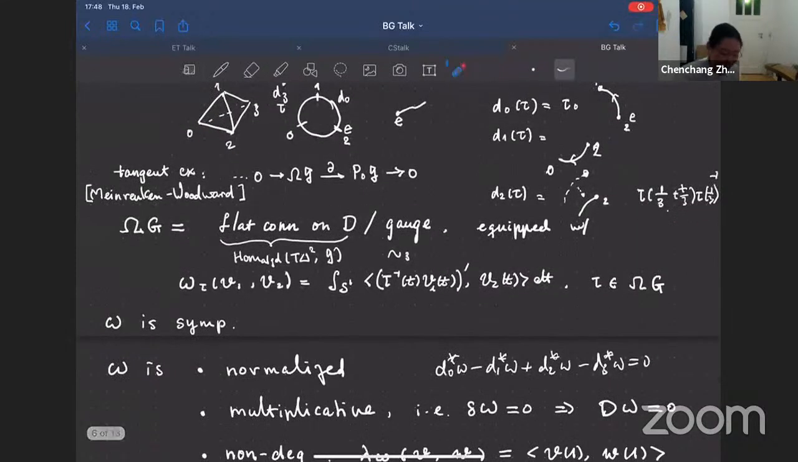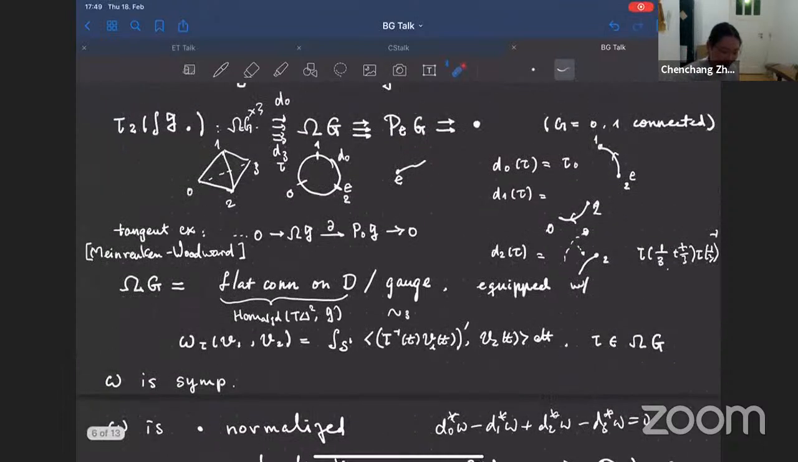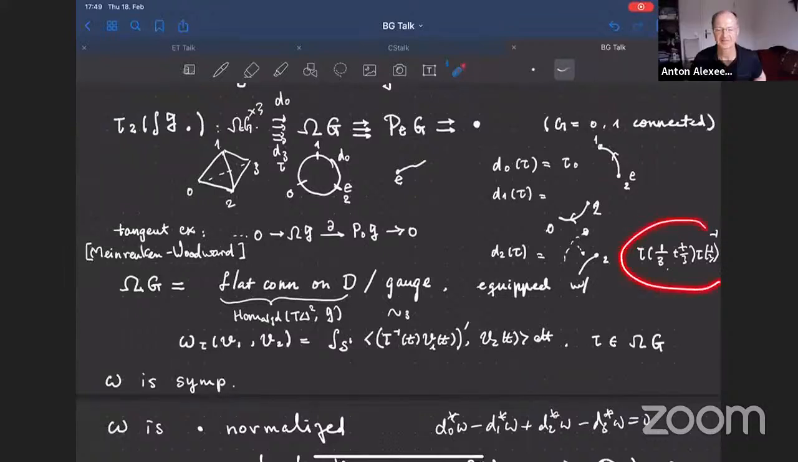Namely, it does not work for any omega. It works for this omega because in the end you can use Stokes. There's one step where you need to use Stokes. It's more or less like this, except for the endpoints. You have to be careful because of this shift.